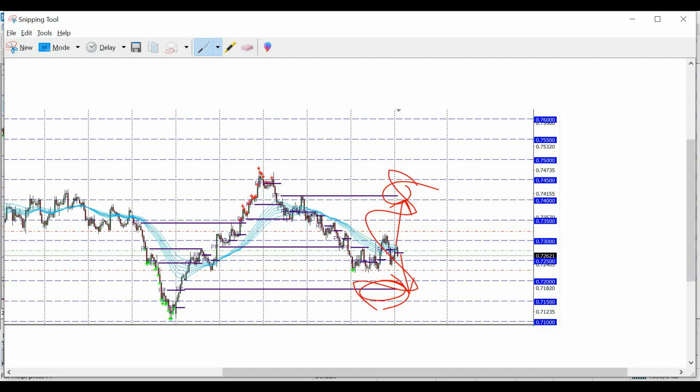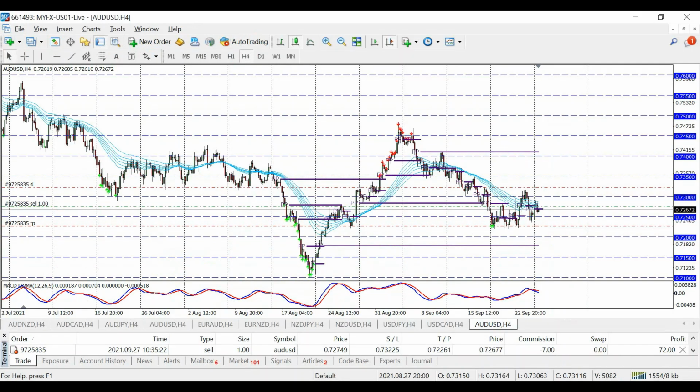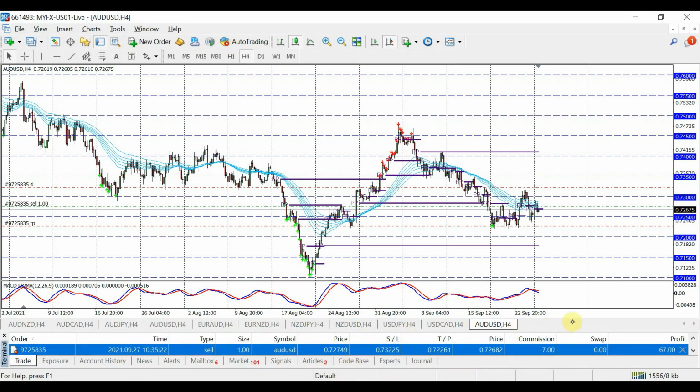And if I go back to the chart, you can have a look and see where my entry is. So if we look at the bottom of my terminal over here, I entered at this green line over here at 0.72749.